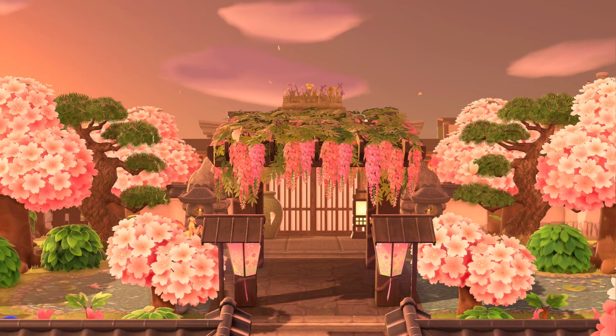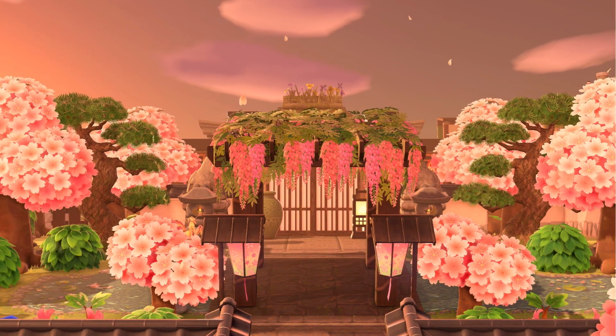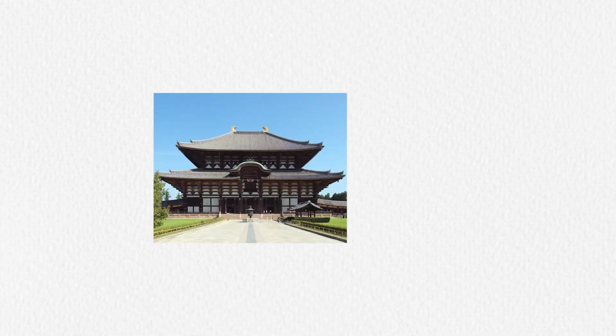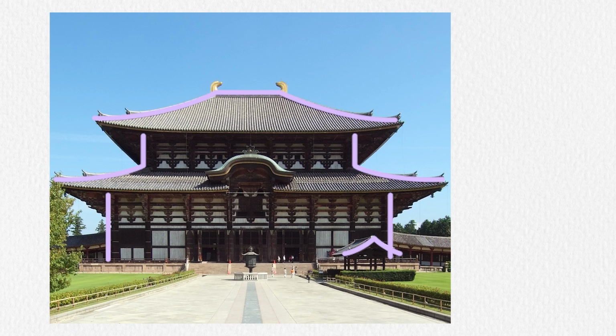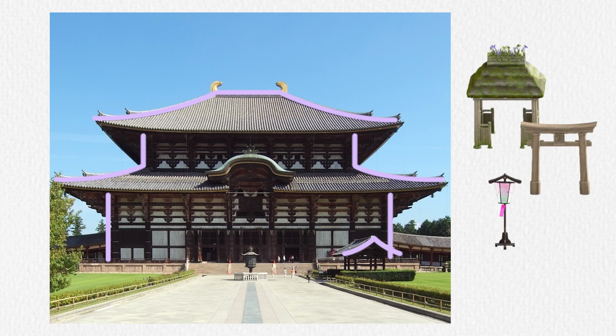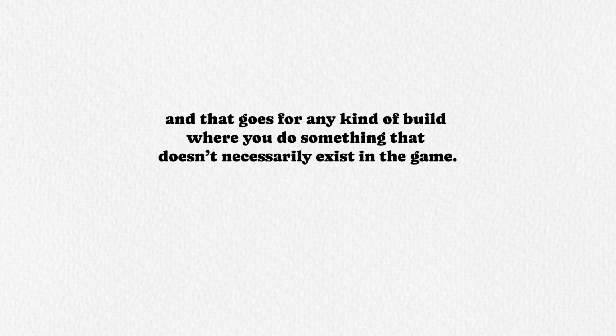The 2 other main builds for this island were the temple and the ryokan. For the temple, I just tried my best to recreate the visual references that I gathered. To make the temple structured, I looked at different shapes I found on the images I had of Japanese temples and tried to find those same shapes in game's items. And that goes for any kind of build where you do something that doesn't necessarily exist in game.